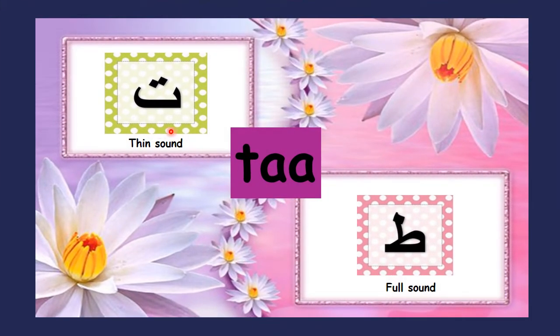Ta has two dots on it and is pronounced with thin sound. T. While To is pronounced with full sound. To. Ta. To.